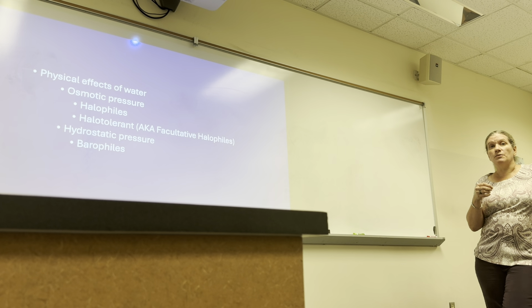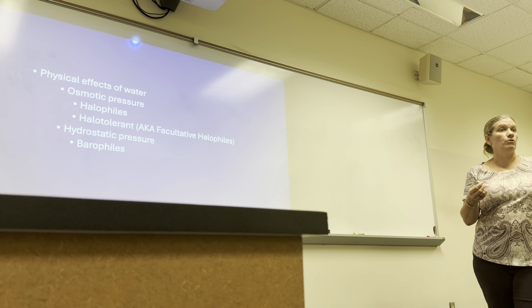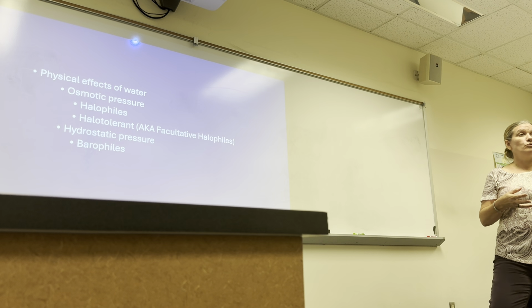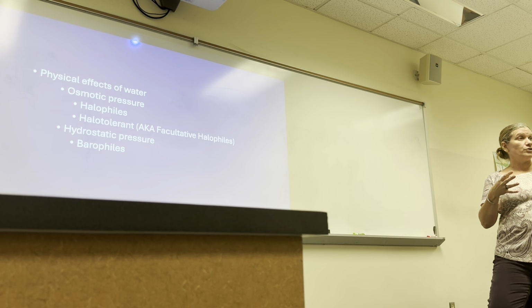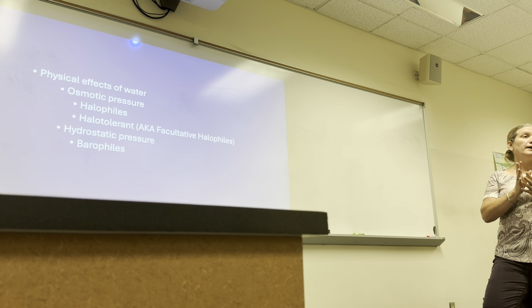So when we talk about osmotic pressure, we're talking about the solutes in the water. High solutes in the water, low solutes in the water. In general, for bacteria, they're usually in an environment that is hypotonic, or isotonic. A hypotonic environment is not going to be a problem for a bacterial cell because of the cell wall, right?